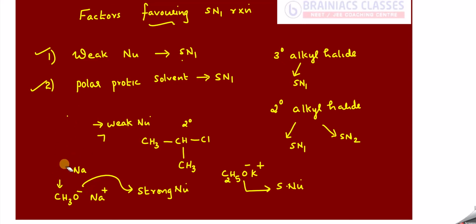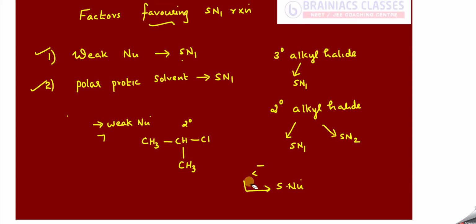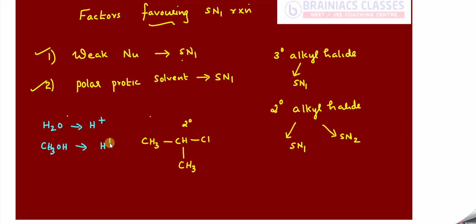The next important factor is a polar protic solvent. A polar protic solvent means any solvent which is capable of donating a proton. For example, water can donate H plus, so it's a polar protic solvent. Now CH3OH, methanol, can also donate H plus, so this is also a polar protic solvent. There are polar aprotic solvents also, for example, acetone. These two are polar protic solvents.